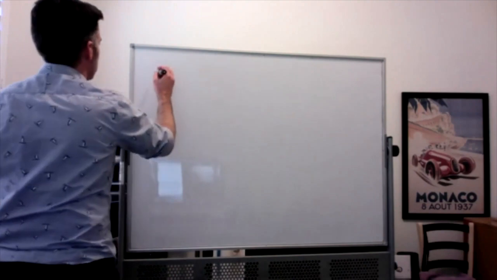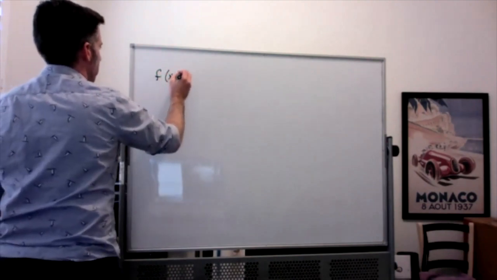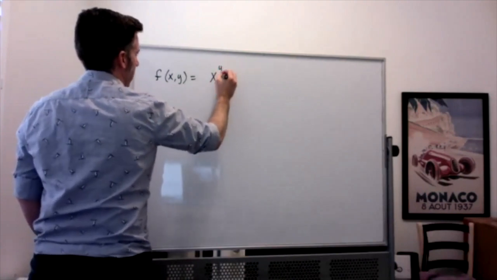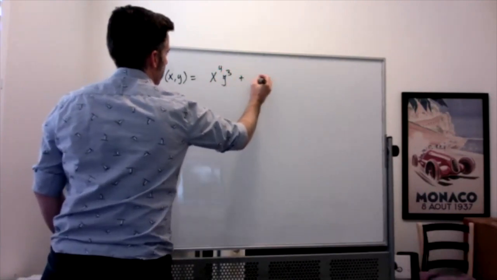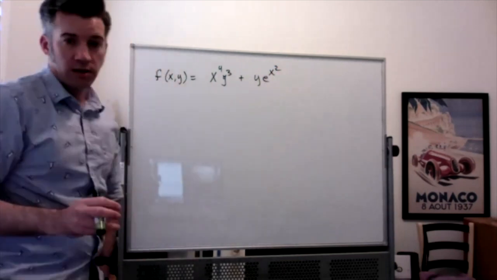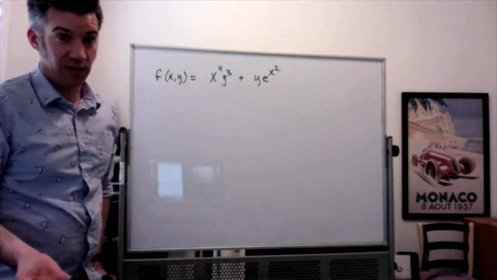So let's say I had a function. Let's say my function f of x, y was x to the fourth y cubed plus y e to the x squared. So here's what I actually imagine when I'm doing this.